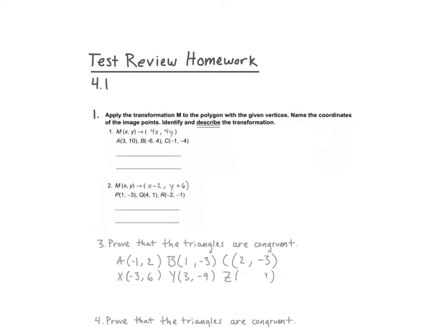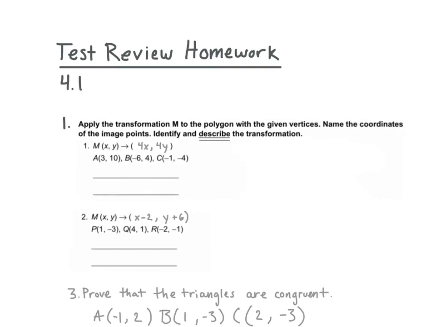Number 1. Apply the transformation M to the polygon with the given vertices. Name the coordinates of the image points. So we're going to have new points A prime, B prime, and C prime. We're multiplying all the x's and the y's by 4. So what do we get for our new A?